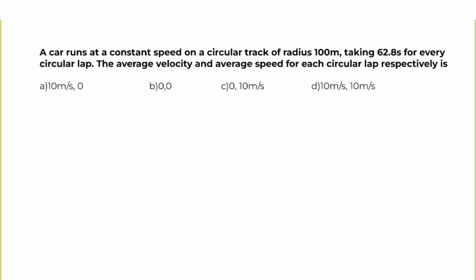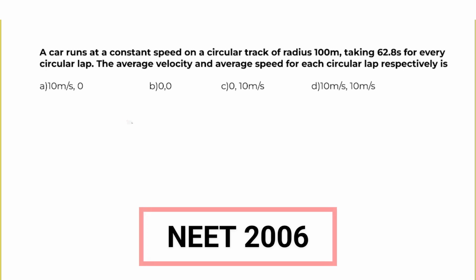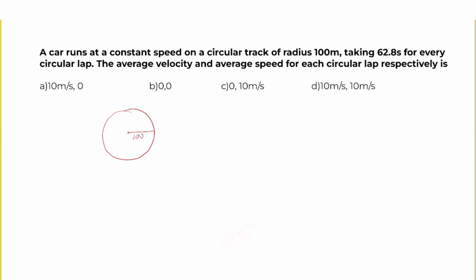A car runs at a constant speed on a circular track of radius 100 meter. It is moving on a circular track of radius 100 meter, taking time equal to 62.8 seconds for every circular lap. The average velocity and average speed for each lap is, so see here, if it is moving in a circular loop, at each lap the initial position will be the same, so displacement is 0. Let me write here displacement 0.